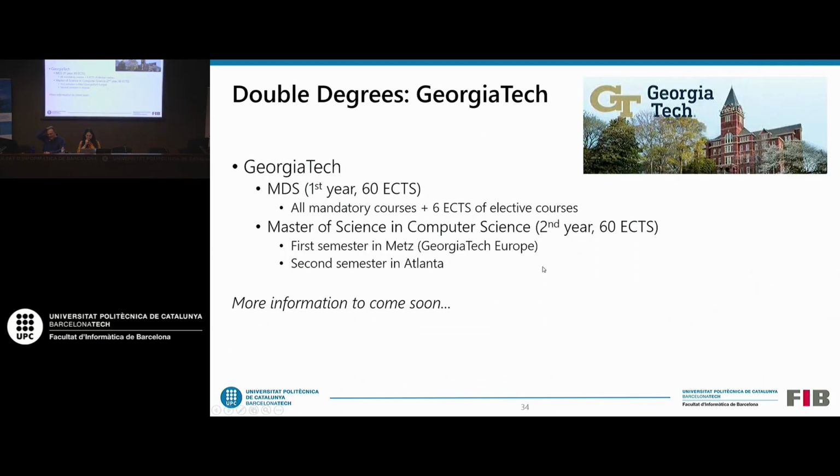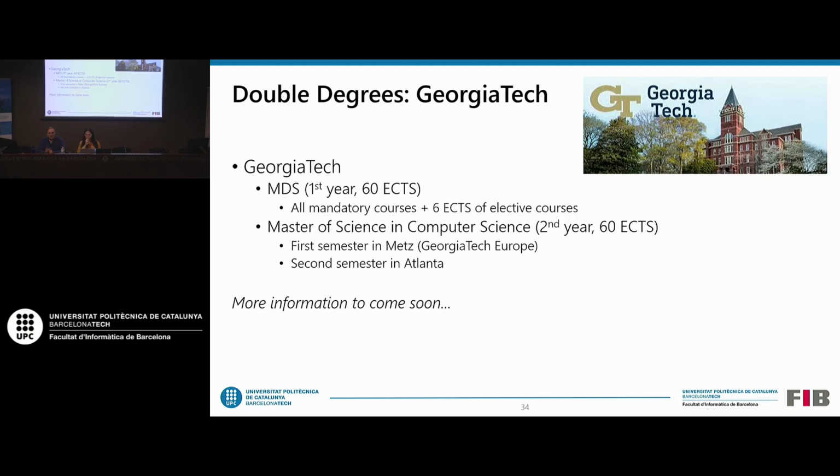And the last one, that we just signed this week, because the Georgia Tech people are around, is Georgia Tech. So you will do the first year of Master in Data Science here, then the second year you need to move to Georgia Tech to do the Master of Science in Computer Science.